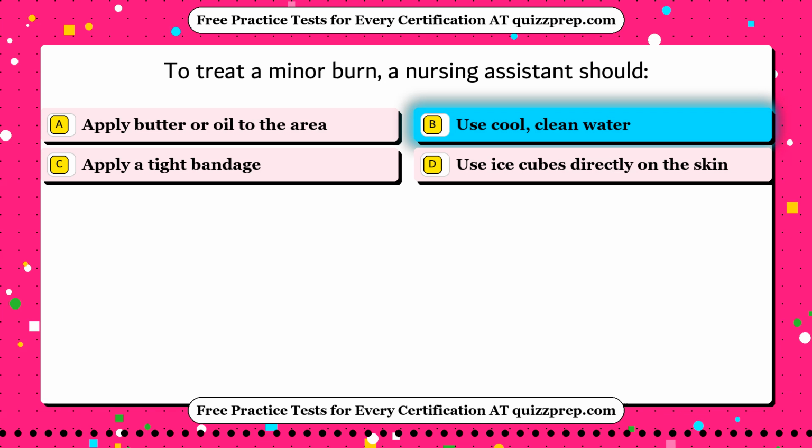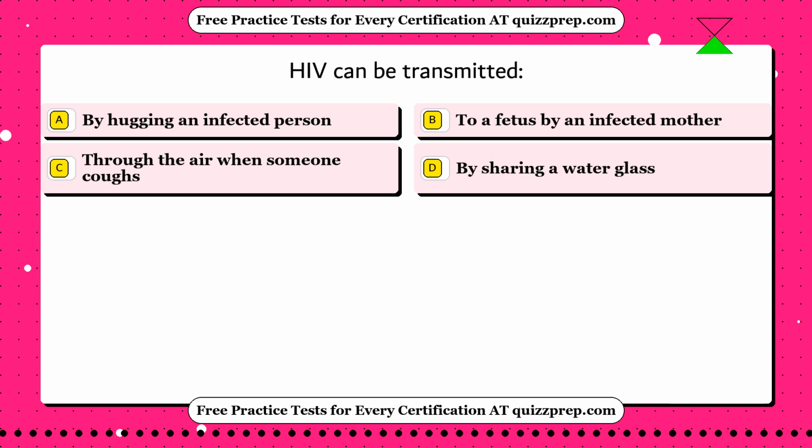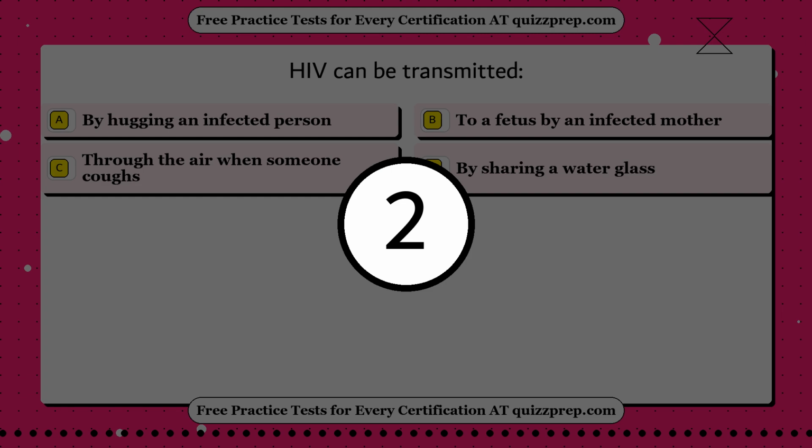The correct answer is option B, use cool, clean water. Cool water helps decrease the temperature of the skin and stops the burning process. Butter or oil can trap heat and increase the risk of infection. Ice can cause further tissue damage. Question 94. HIV can be transmitted. Option A, by hugging an infected person. Option B, to a fetus by an infected mother. Option C, through the air when someone coughs. Option D, by sharing a water glass.